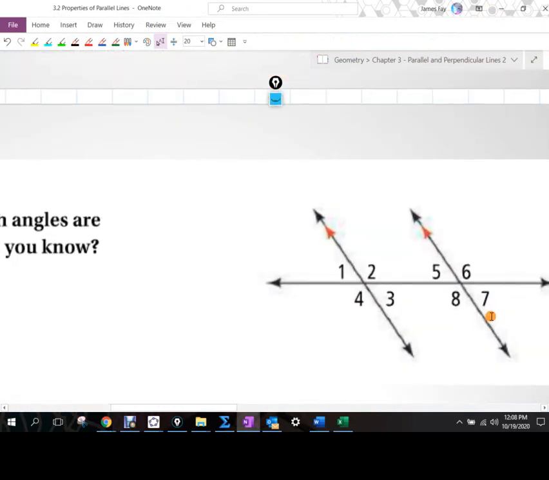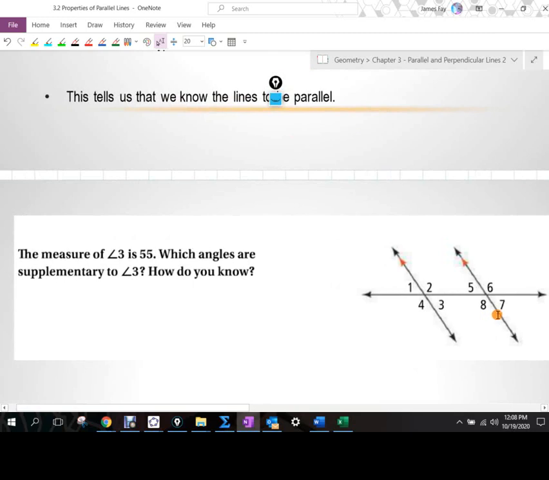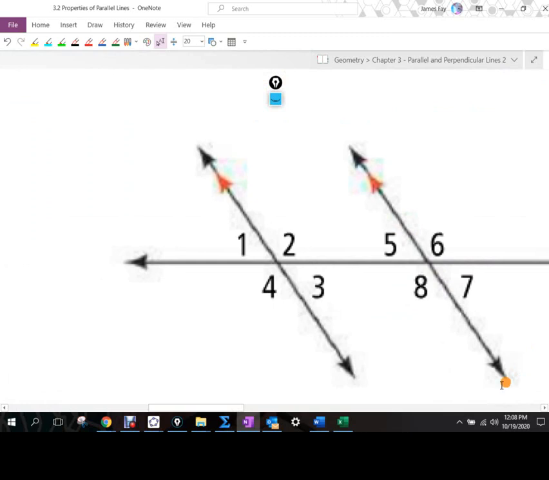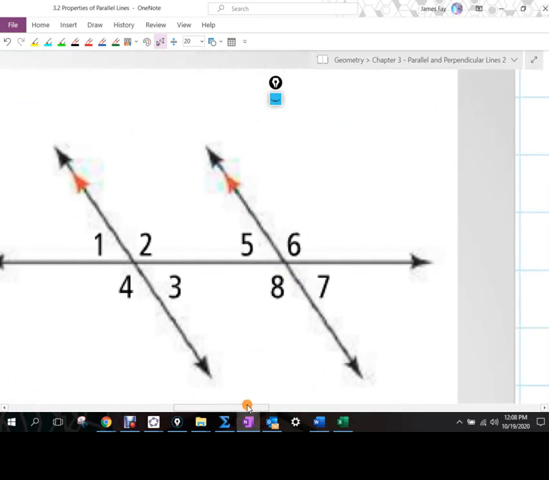So what does that allow us to do? Let's say here we've got this example where we've got these 2 lines parallel. We see these red arrows in them telling us that they're parallel. It says the measure of angle 3 is 55 degrees. So I want to go through here and come up with what all the other angle measurements are. If that's 55 degrees, can you tell me another angle that you know for certain? Jagger? 1. What is 1 going to be?